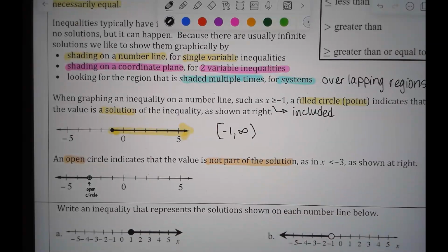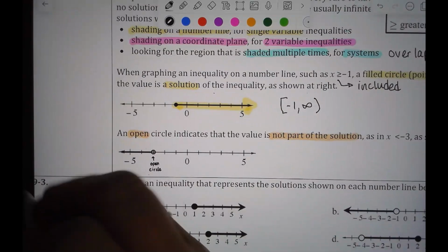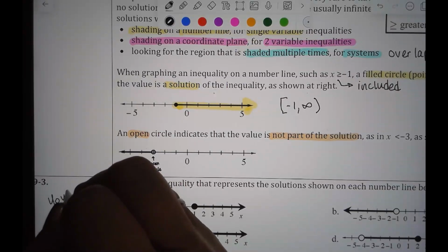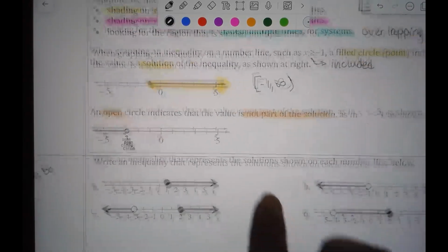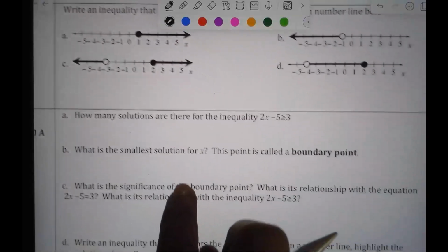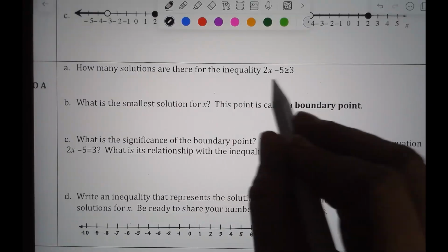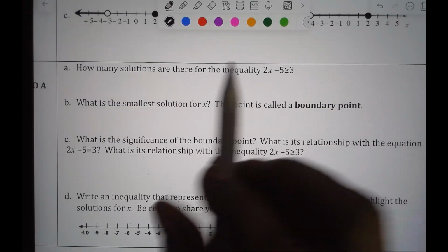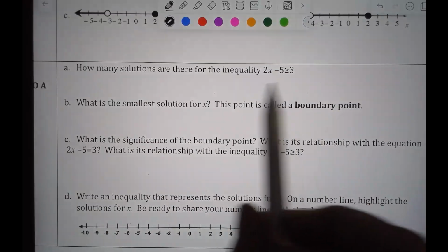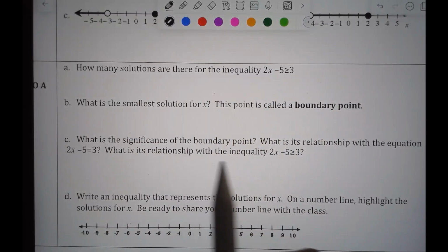All right, you're going to do this section right here. So you will do these. All right, then down here, how many solutions are there for this? So we just stated that above. There are infinite solutions, okay? And that is why we're shading. So you're going to write that here, that there are infinite solutions.